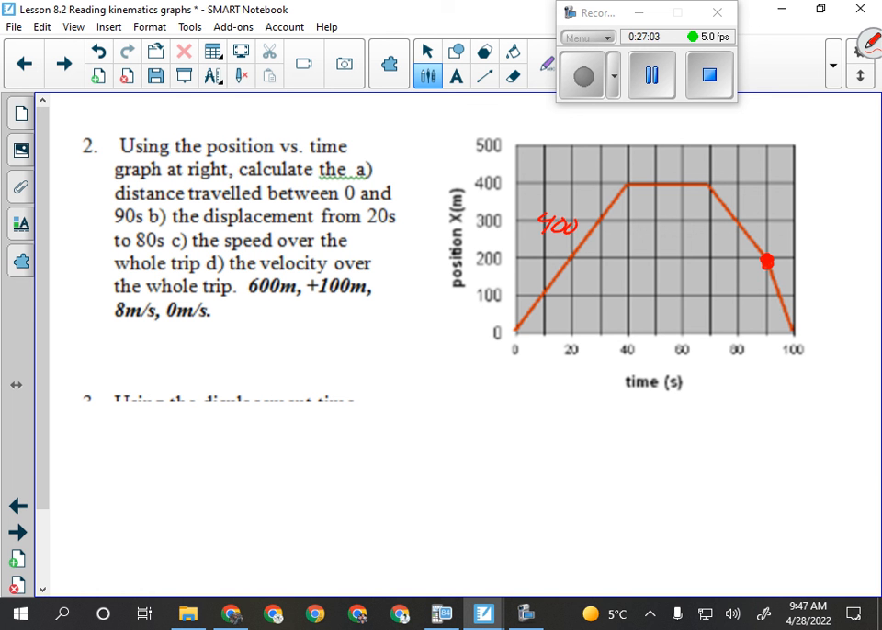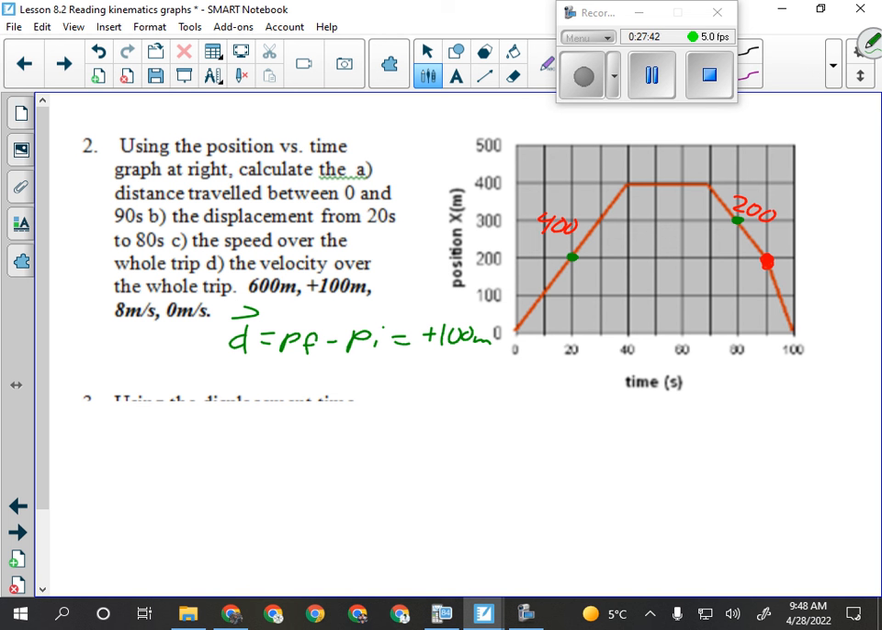How far do we go here? 0. Okay, and then we go from 400 back down to 200. So that's another 200 meters. So we're looking at 600 meters. Okay, and then we're looking for the displacement from 20 seconds to 80 seconds. So from this point to this point right here. And displacement is final position minus initial position. So we're going to have 300 minus 200 equals positive 100 meters.